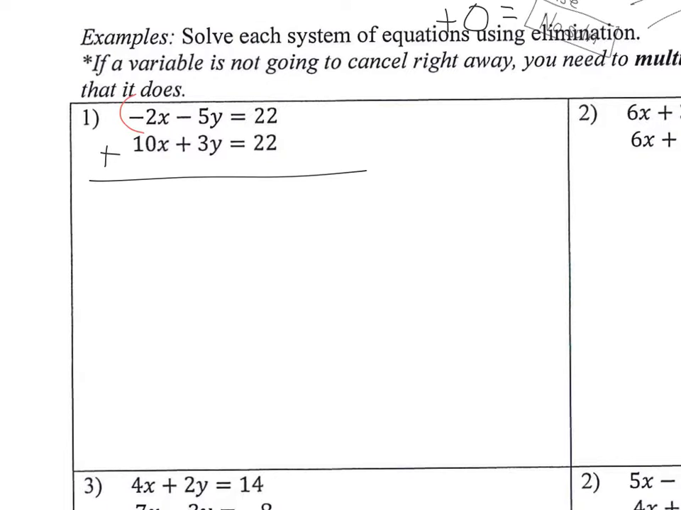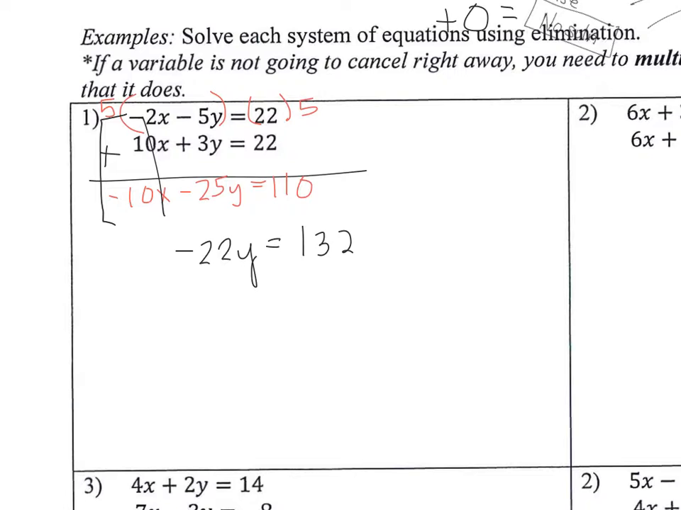In order to change this to a negative 10x, I multiply this by 5, and I have to make sure I multiply both sides of the equation in order to keep it balanced. I'm going to rewrite in red what this new equation is going to be. It's going to be negative 10x minus 25y equals 22 times 5, which is 110. Now I have these two equations that I can use elimination for. If I add these two up, this cancels out, so I get negative 22y equals 132. If I divide both sides by negative 22, I get y equals negative 6.